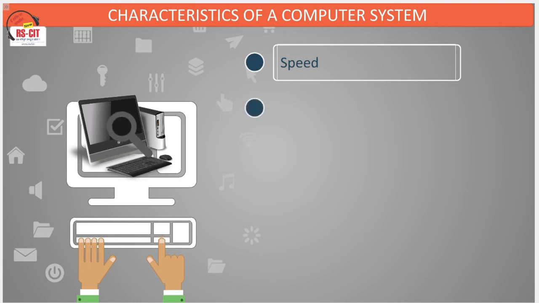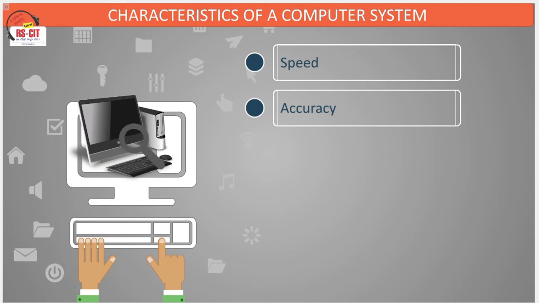Accuracy. The results produced by a computer are very correct. If correct data is entered in the computer, the output obtained is accurate. The computer works on the theory of GIGO, that is, garbage in, garbage out.